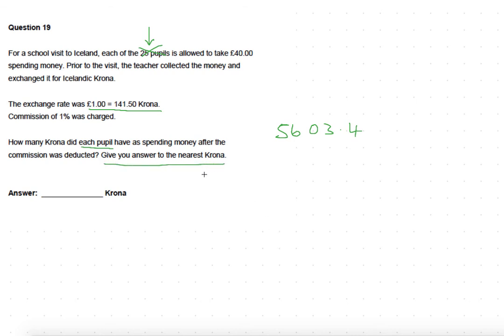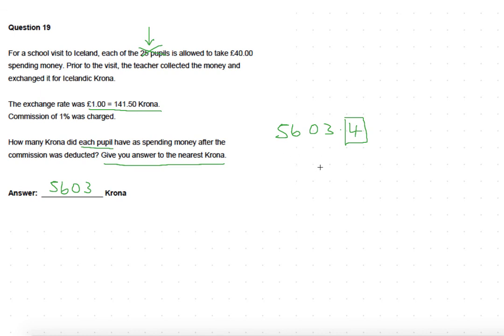It says give your answer to the nearest krona. The answer is 5603. Again, I shouldn't need too much explanation there. If this was a 5, 6, 7, 8 or a 9, then we would cross this out and this would be 5604. But don't let the fact that it's krona confuse you and that it's a large number. Try to just do exactly what it says. If £1 is a large number of krona, you're going to get quite a large number as your answer.